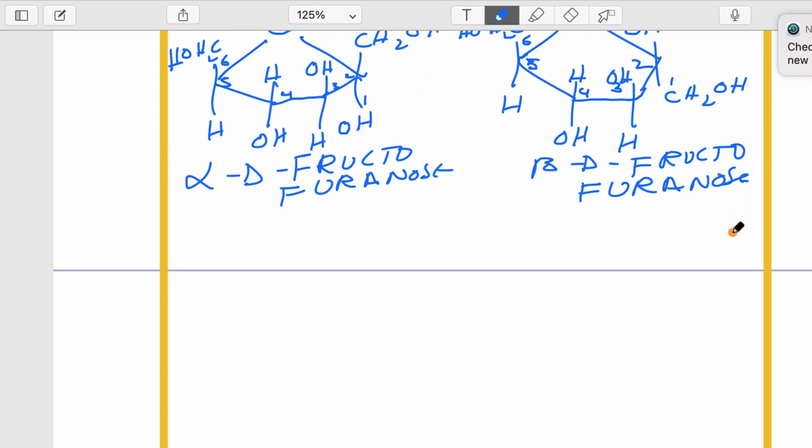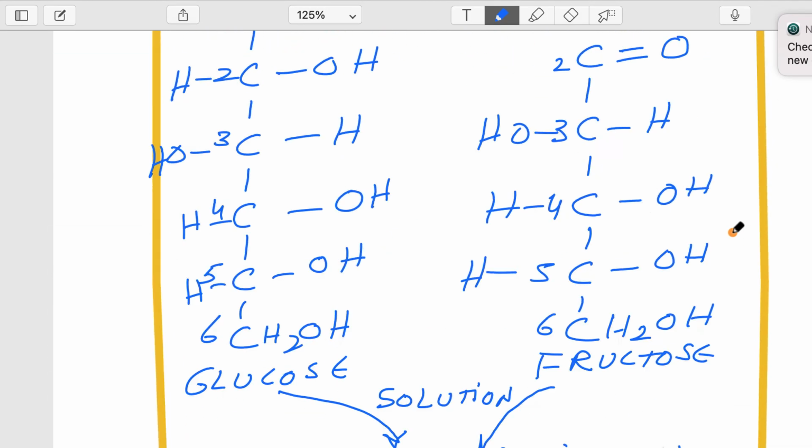Pyranoses and furanoses can attain a boat shape or chair shape. But both shapes are very rare, and generally they assume the chair shape. So this is about the various structural aspects.